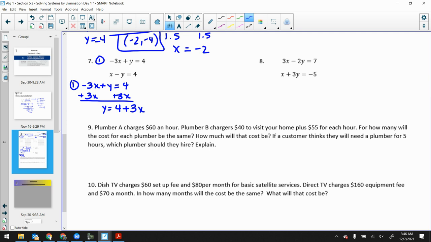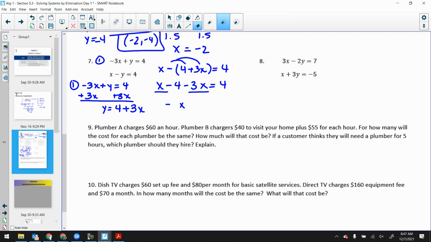Now, here's what I'm guessing. When I went in here, did you distribute the negative? Because that might have thrown you off if you did not. I did. You did. So you got x minus 4 minus 3x is equal to 4? Or did you say plus 3x? I plugged it in. So I plugged the top one in for the. That looks all over the place.